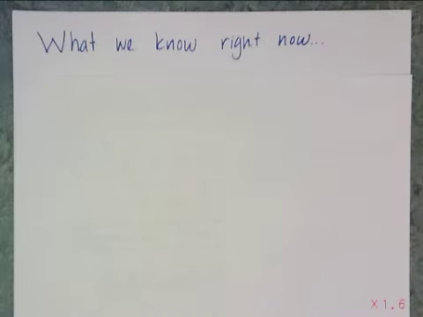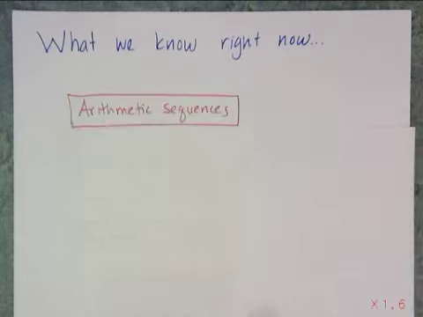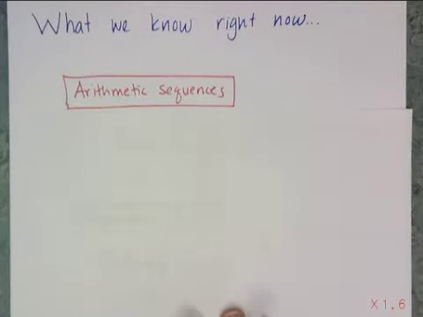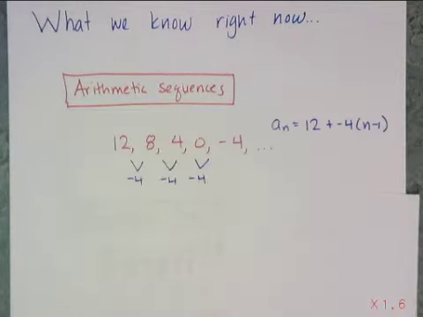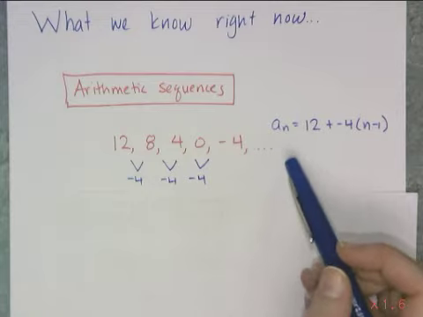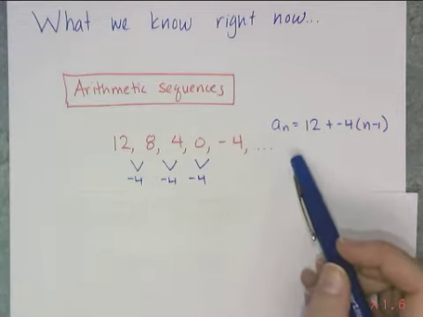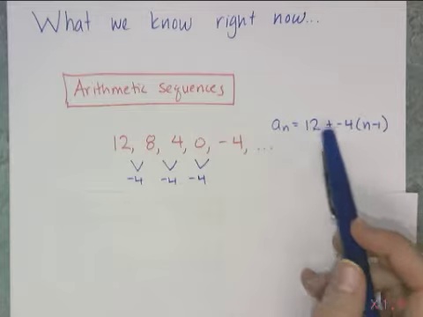Let's review some of what we have learned about linear functions. In the beginning of the year, when we studied sequences, we learned that arithmetic sequences were linear and that an arithmetic sequence has a common difference, in this case, -4. And I could write an equation, a recursive formula, for the arithmetic sequence using a sub 1 and the common difference.